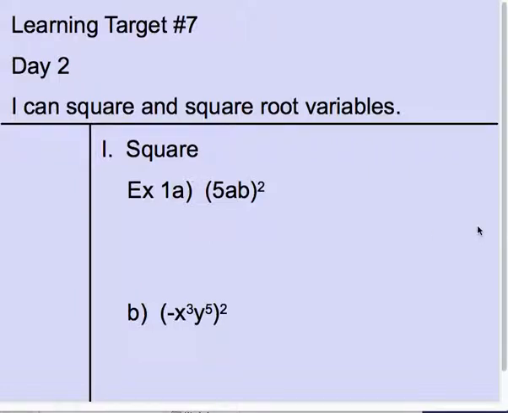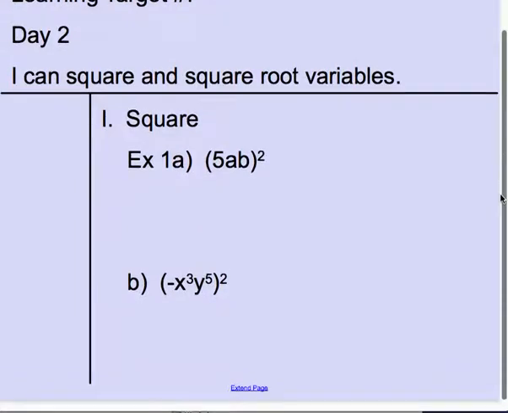Last lesson of the unit, we're going to take a look at squaring and square rooting variables. So our first example, we've got the quantity 5ab squared. And similar to yesterday when we distributed the square to our fractions, we can distribute the square inside a parentheses if it's all multiplication or division. If you see a plus or a minus sign, you cannot distribute the square.